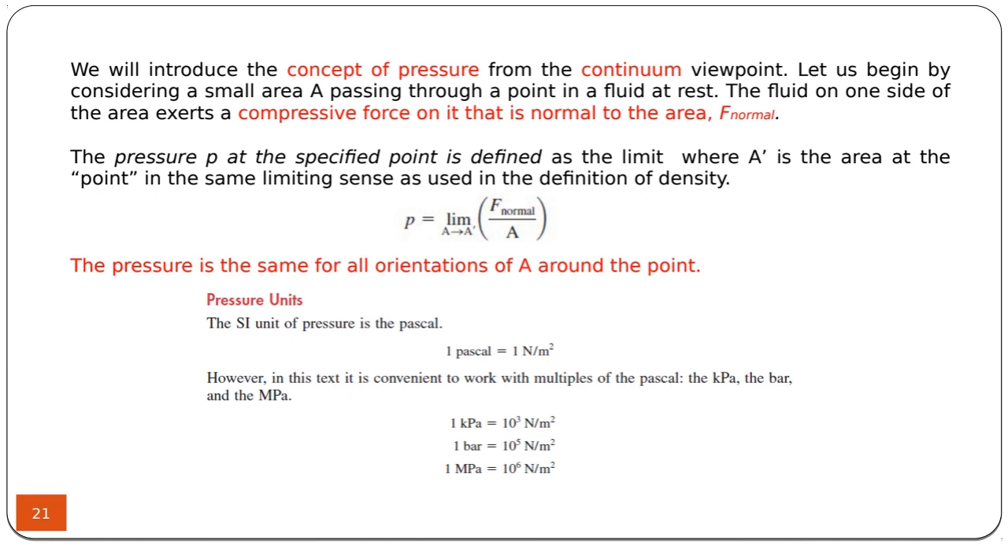1 bar is 100,000 or 10^5 newtons per square meter, and 1 megapascal is a million newtons per square meter. So sometimes we may need to use kilos, megas, in order not to use many zeros. Kilo means 1,000, mega means million. By the way, the atmospheric pressure is very close to 1 bar. So when we say 1 atmosphere pressure, we actually mean that the pressure is around 100,000 Pascal or 100 kilopascal. So 100 kilopascal or 1 bar or 100,000 Pascal is about 1 atmospheric pressure.